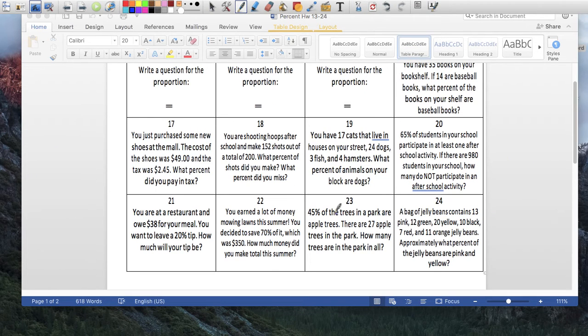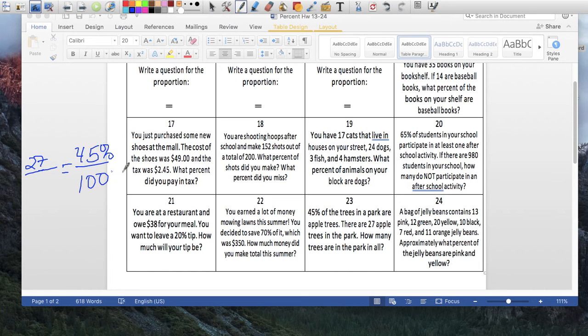23. 45% of the trees in the park are apple. There are 27 apple trees. How many trees are in the park at all? So again, it's a total question. 100%, 45. If there were 100 trees, 45% of them would be apple trees, but they're not. So 45% in this case represents 27 trees. And what is the total here?